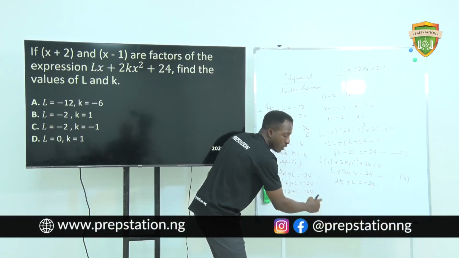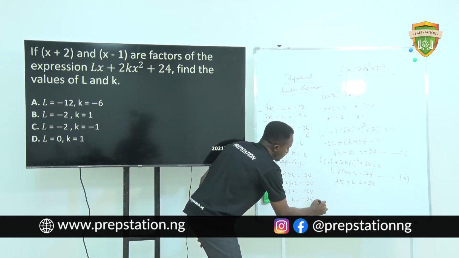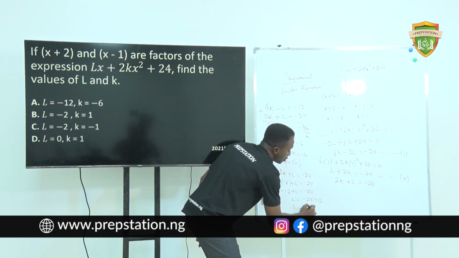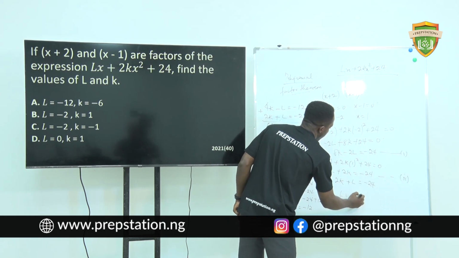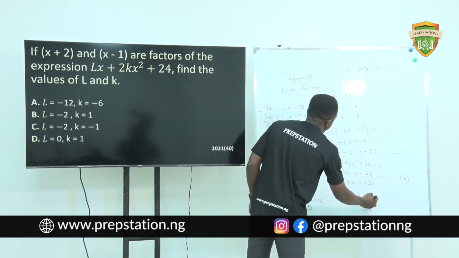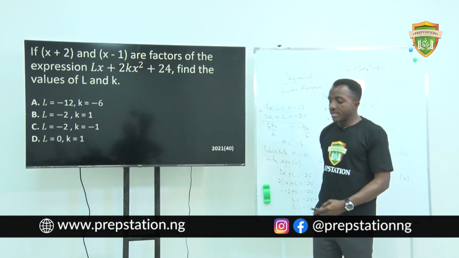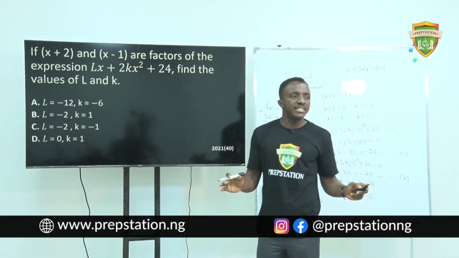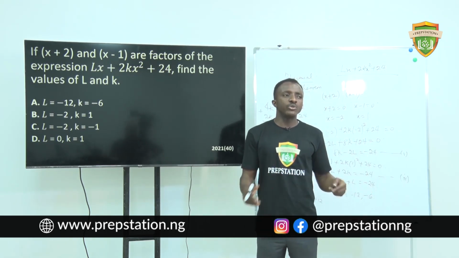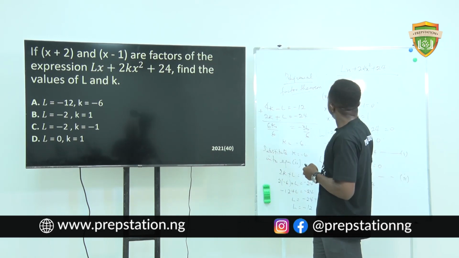If I move minus 12 over here, I have L equals minus 24 plus 12. L is minus 12. Therefore, my L is minus 12 and my k is minus 6. Obviously, that is option A. The correct answer to that question is option A. I told you, you can pause the video at any time, go over it again, you can rewind so you can get in touch with everything we've done so far.